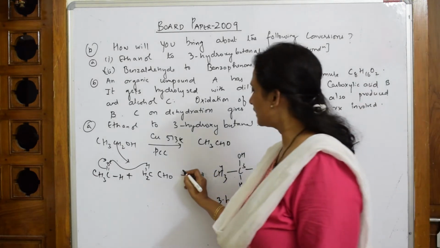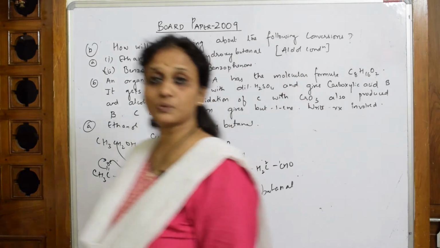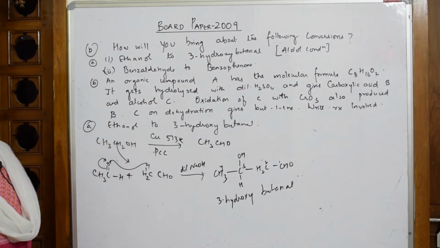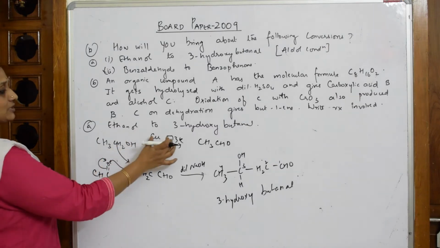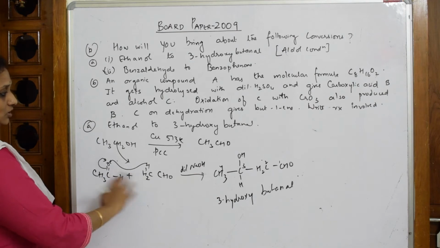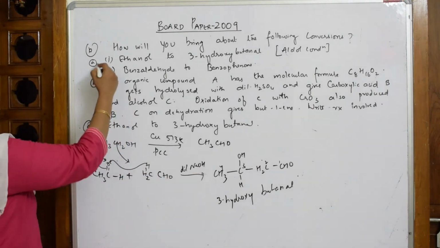So this whole thing occurs in the presence of a base. This is important. Dilute sodium hydroxide should be provided. Then only you'll get an aldol product. I'm done. Easy conversion. Simple, isn't it? Write the compound, see which one can convert it into aldehyde, and finally you have to write the required product. So I'm done with the first one.